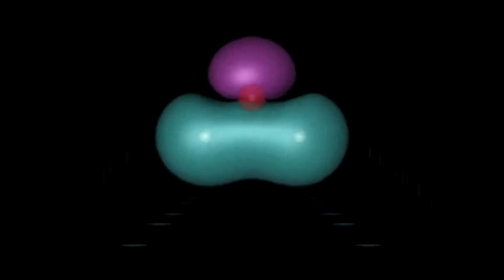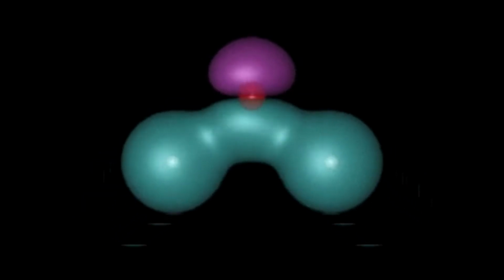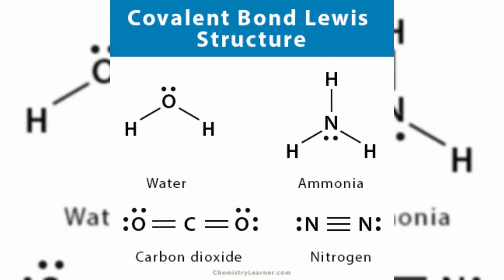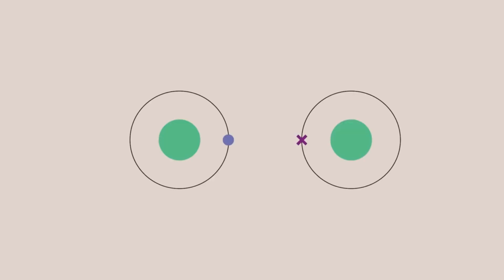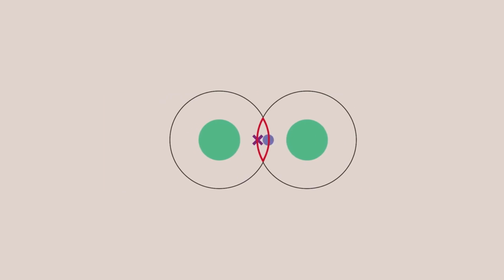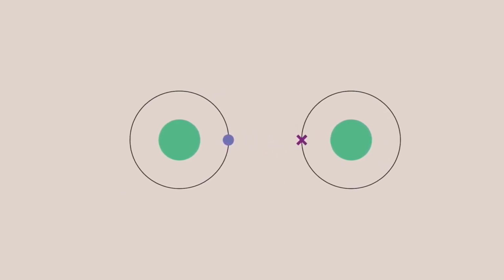If there is enough space in the outer shell, a nonmetal atom can form double or triple bonds, like in oxygen and nitrogen. In the formula of a covalent compound, we represent a covalent bond with a straight line. We can also represent a covalent bond as a dot and cross diagram. This diagram shows only the valence electrons.